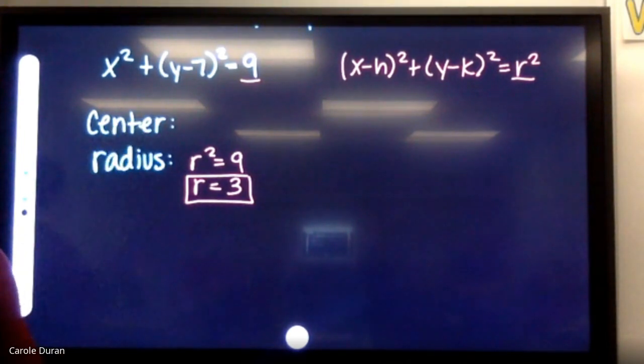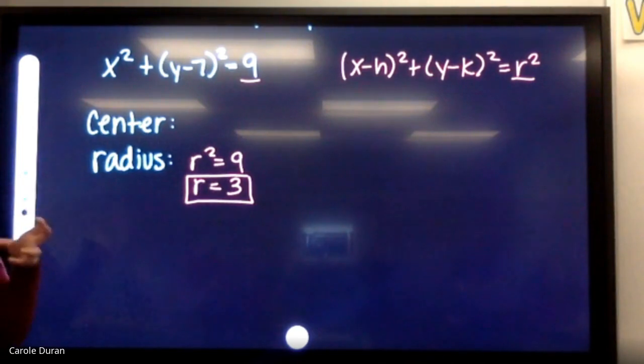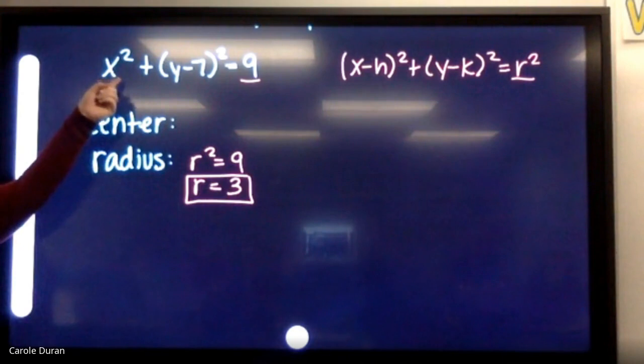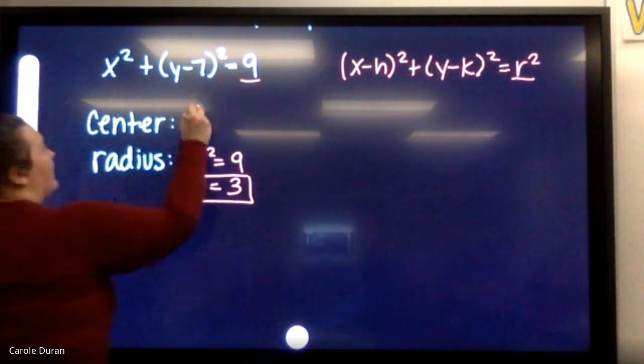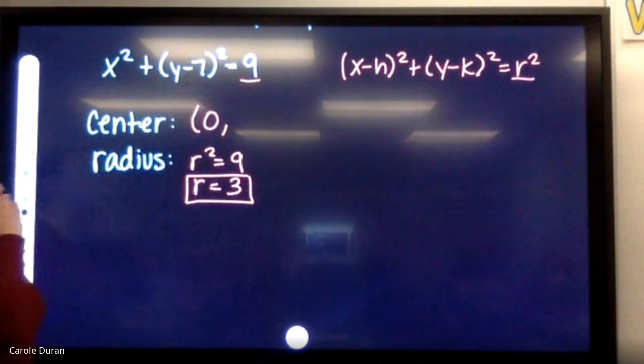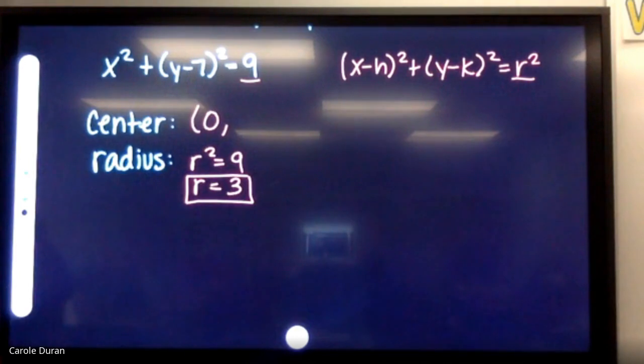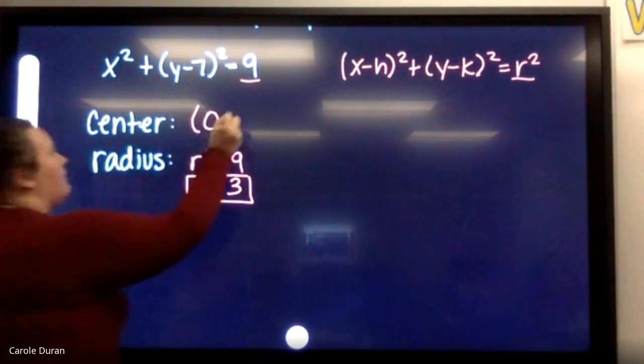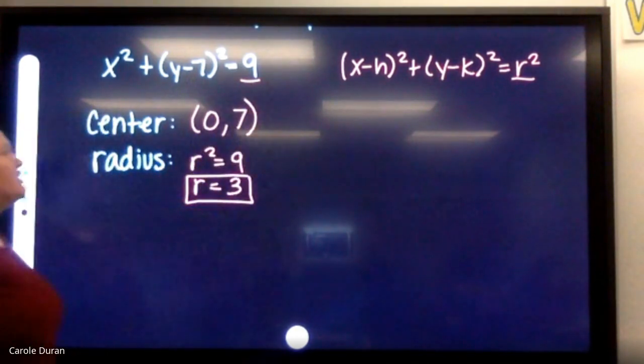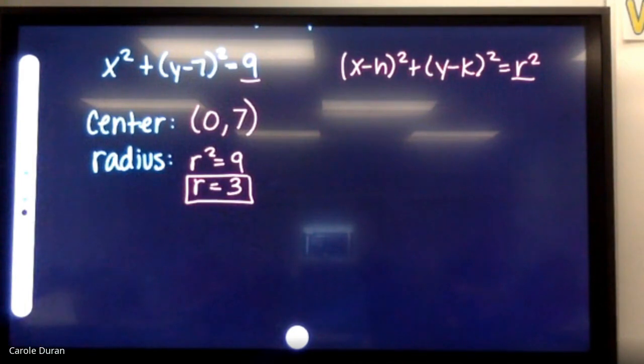Which means the center has to come from the x and from the y. So my center coordinates are whatever number is attached to my x with the opposite sign, and whatever number is attached to my y with the opposite sign. 0. There's nothing attached to my x, so I assume that's a 0. 7. And there's a -7 attached to my y. I take the opposite sign, which makes that a +7. So my center is at 0, 7, and my radius is 3. Which means I can actually graph this.